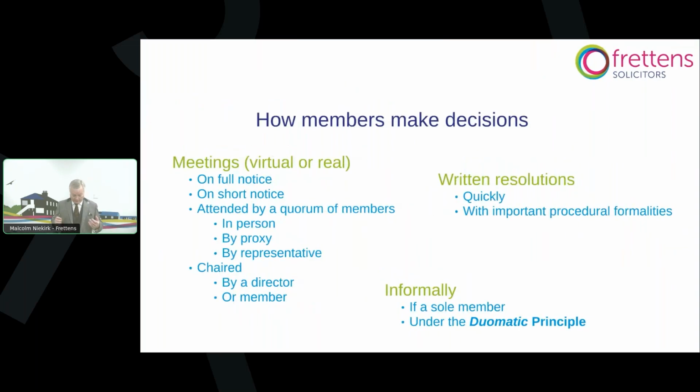And traditionally, to pass a resolution, members have had to hold meetings. Meetings can be virtual or real. They may be on statutory notice, but the members can agree shorter notice. A valid meeting needs to be attended by a quorum of members present in person or by proxy, and corporate members can appoint a representative to attend on their behalf. The meeting needs to be chaired by a director or a member.